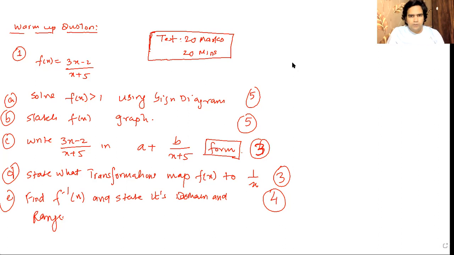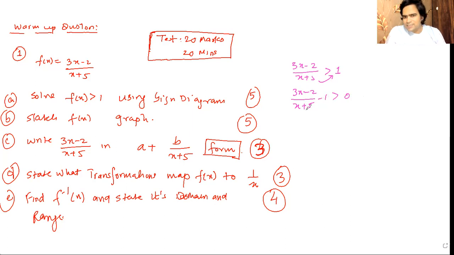So our first step is that (3x minus 2) over (x plus 5) is going to be greater than 1. Now, instead of cross multiplying here, because you lose some of the important solutions, what we do is bring 1 to this side. So we get (3x minus 2) over (x plus 5) minus 1 greater than 0.